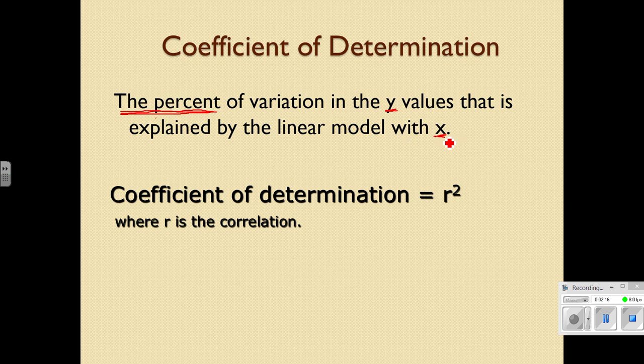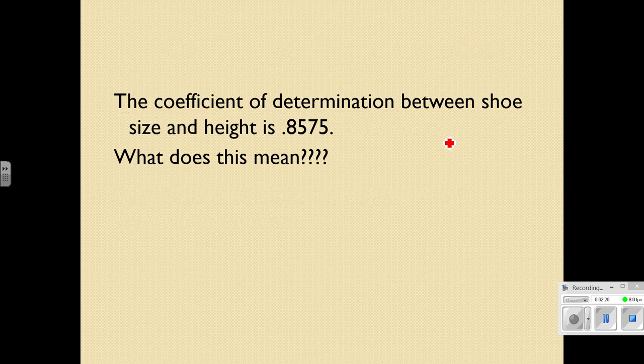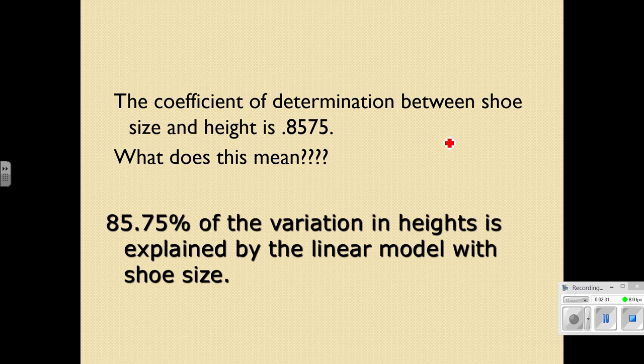And what it's telling us, so for our particular set of data before, we got a coefficient of determination of 0.8575. So what does it mean? Well, step 1, just plug it into that template we just saw. 85.75% of the variation in height, this is our Y, is explained by the linear model, that's also important, of shoe size, which was X.